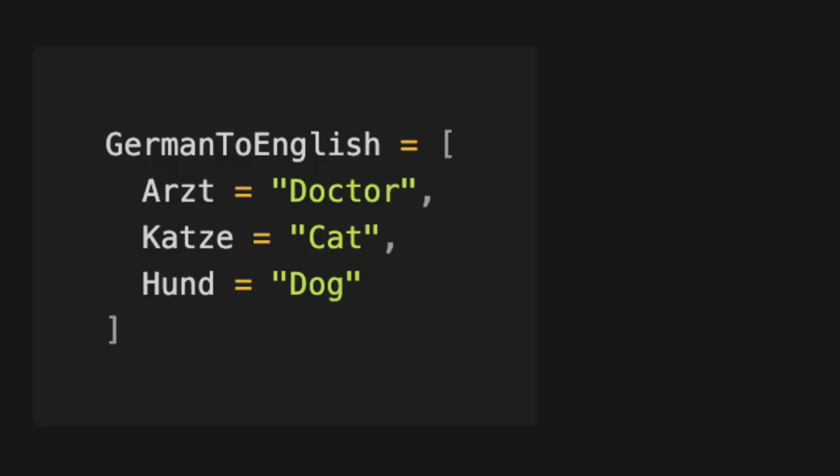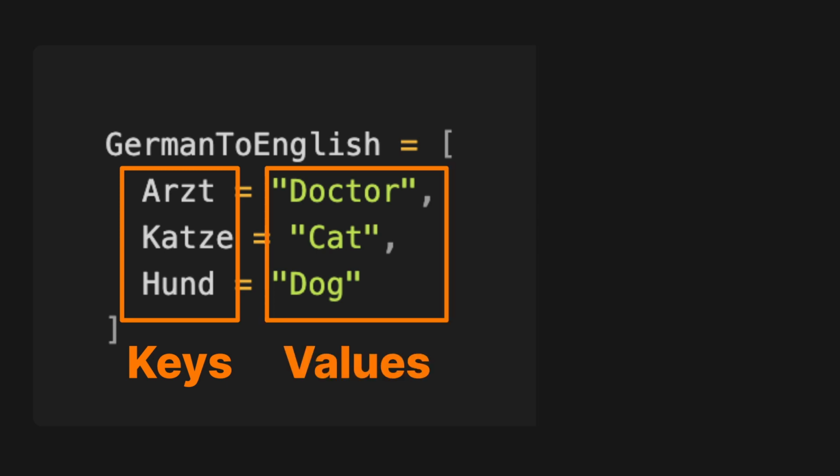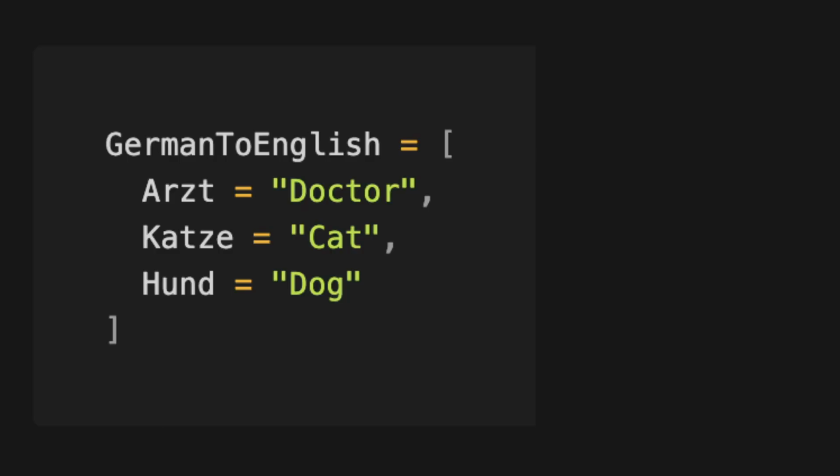A record is like a dictionary book. It stores keys and the translations or values, and you can get the values using the keys. In PowerQuery, you can make a new record like this. Start with the square brackets and then enter all the key value pairs. The record in this example has 3 keys, 3 German words, and the values of these keys are the English translations of these words. Records can store any kind of data, like numbers in our example.